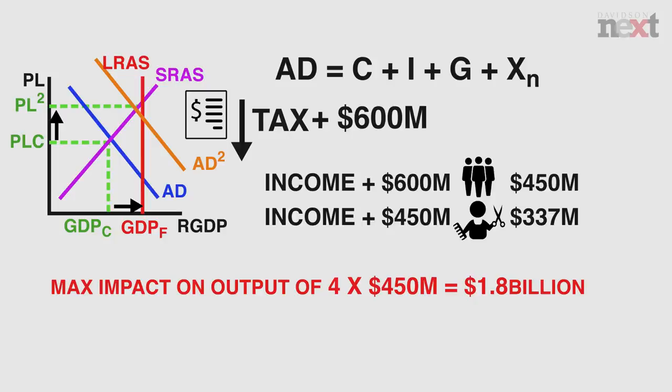Notice that this is smaller than the impact of the change in government spending because all of the change in government spending goes into output, increasing aggregate demand. The government demands $600 million worth of airplanes. But when household incomes rise by $600 million, they don't demand $600 million worth of goods and services. They only demand the marginal propensity to consume times their change in income, or $450 million. So the maximum impact of a tax change is smaller than the maximum impact of a government spending change.